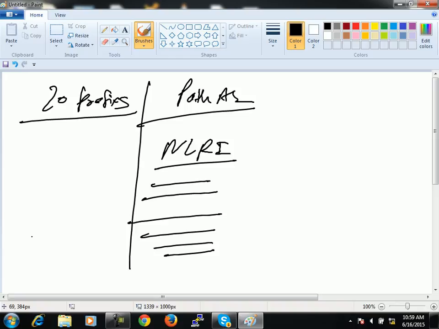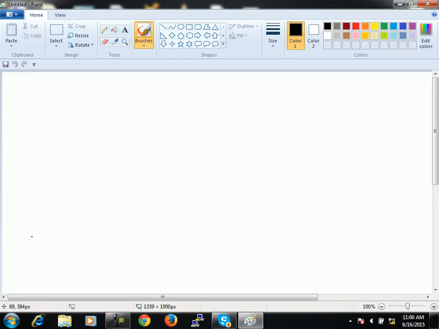Under NLRI, you will never get any path attribute, remember. Under NLRI, network layer reachability information, you will get only and only prefix information. So I hope you have understood the uses of the update packet as well. Now after the update packet, remember update will also be a unicast packet.